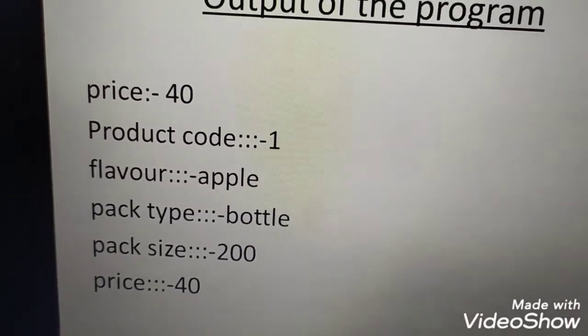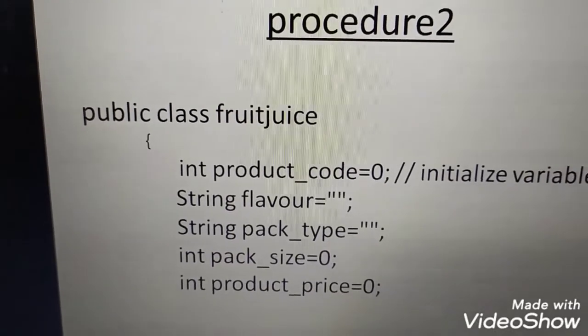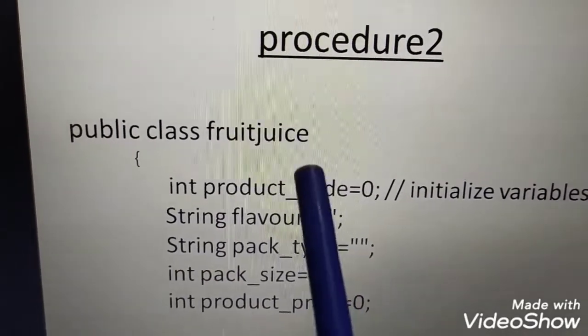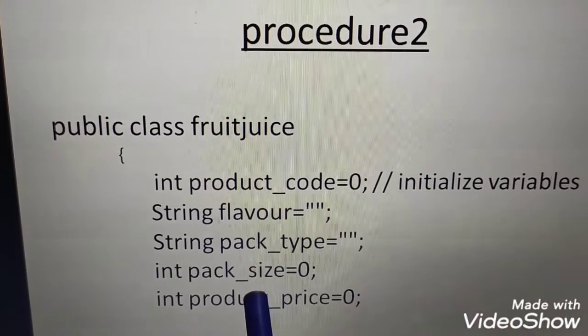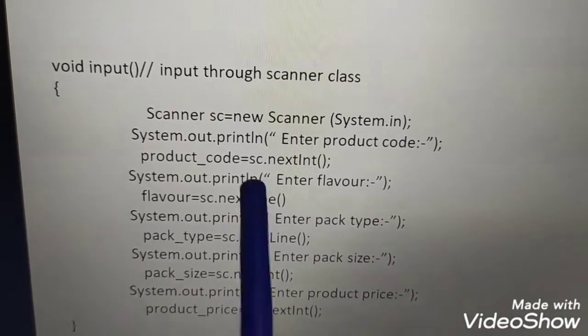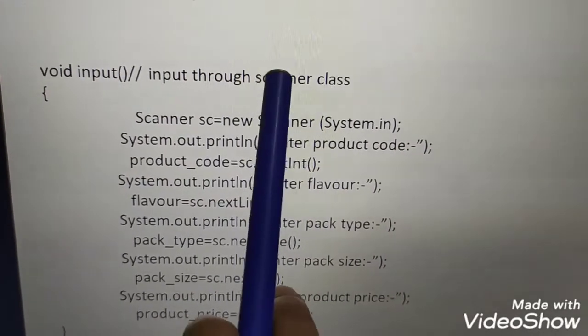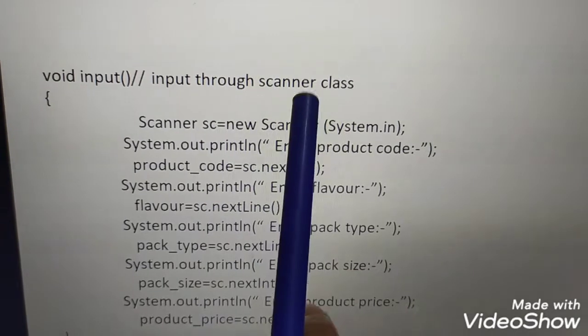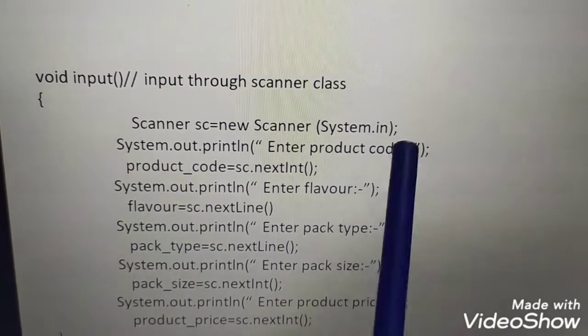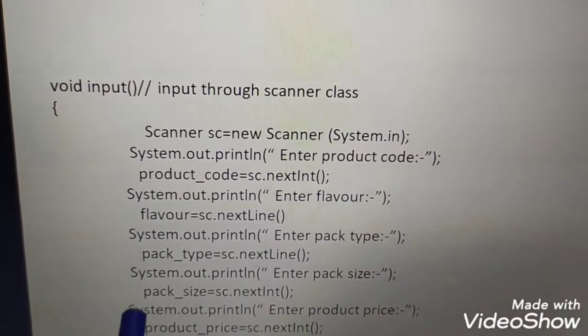Okay. Now you have to discuss procedure 2. In procedure 2, it is the same thing: definition of the class, initialization of the variables. Here the input method is different. In the input method, instead of taking constant values, we are taking the data with the help of the Scanner class. So you have to define Scanner, then enter the product code using next int.